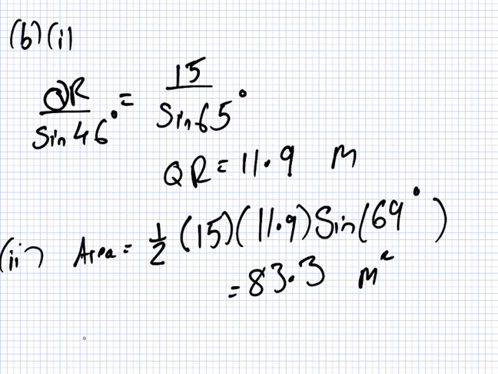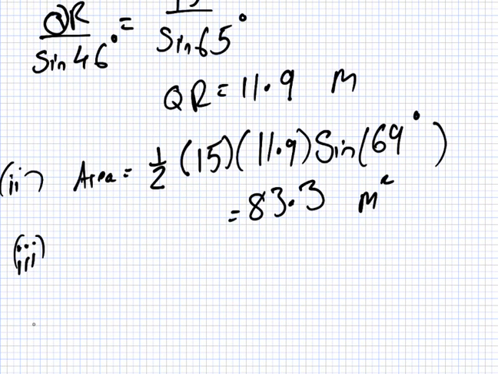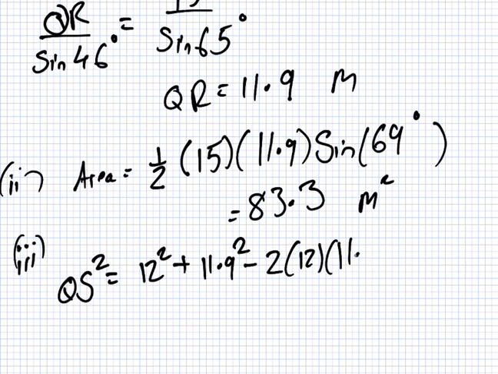And then the last part is to find the length QS. Now what rule should I use to find QS? Now look, you know RS and you know RQ and you know the angle between the two sides. So what rule could I use there? Cosine rule. So we have QS squared equals, you have two sides and one angle for the second triangle. 12 squared plus 11.9 squared minus twice 12, 11.9 cos 37.